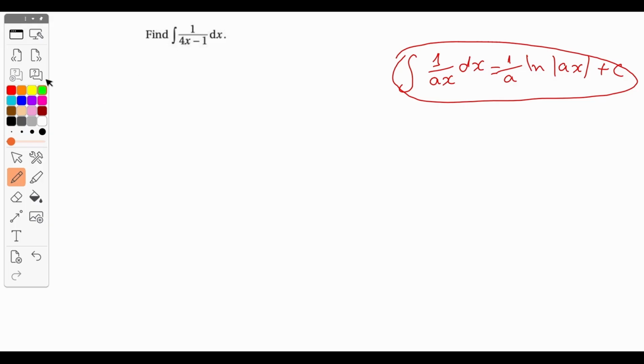So what do we say here? Because of this coefficient of x, or ax, you have to divide by this 4. We say 1 over 4 ln of the same function, the modulus of 4x minus 1 plus c. That is the answer of this question.